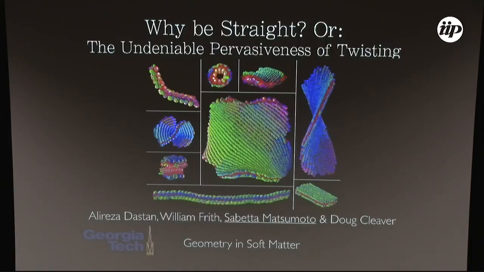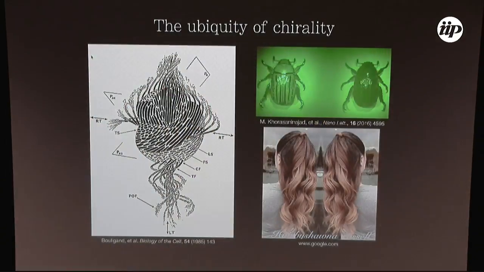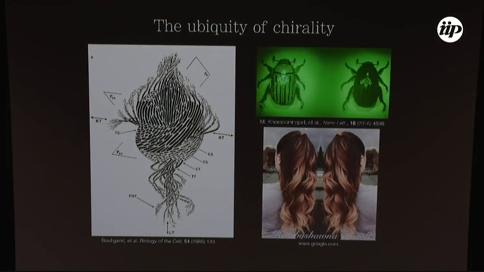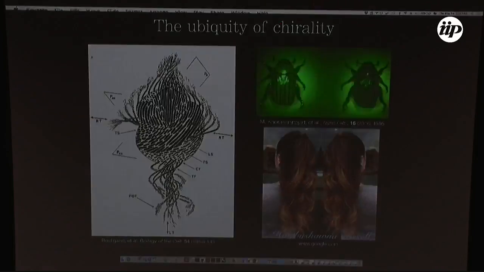I guess chirality is pretty much ubiquitous in the biologic world. So this is a very hierarchical bundle of bundles of collagen, hand drawn by Yves Bouligand. This is one of my favorite illustrations from all of physics literature. And so here are some beetles.